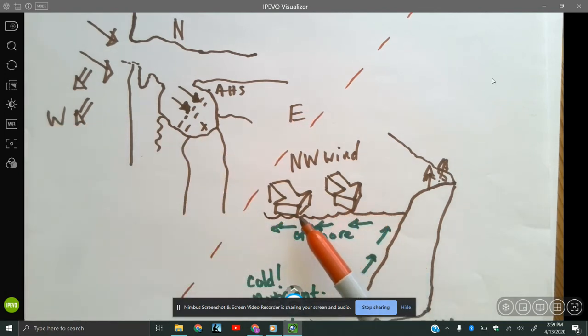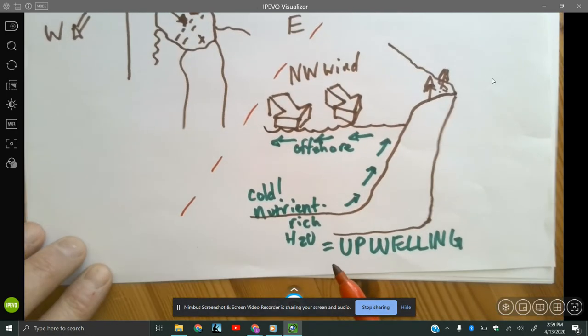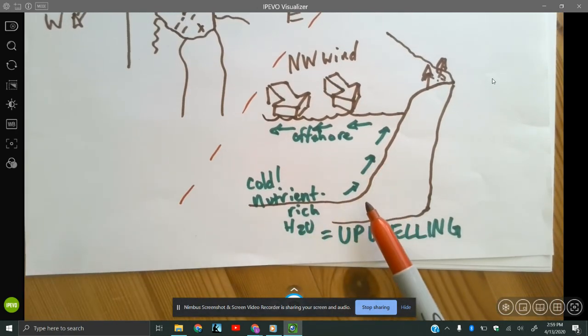And here's the Ekman, the wind now flowing this way, and Ekman transport takes place in the form of the surface water, which is moving 90 degrees to the wind offshore. And if it moves offshore, the water is going to be drawn up from underneath. This water underneath is cold and nutrient rich, and that is what is upwelling.